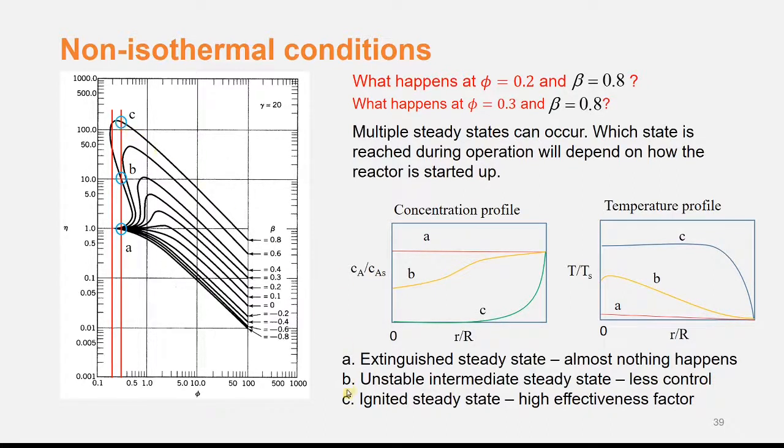C is called the ignited steady state. Here, the temperature is much higher inside the pellet, and the reaction rate is much faster too, depleting the reactant quickly. So the concentration goes down to nearly zero inside the pellet. The effectiveness factor is very high due to the higher temperature and reaction rate inside the pellet, much higher than at the surface concentration and temperature.